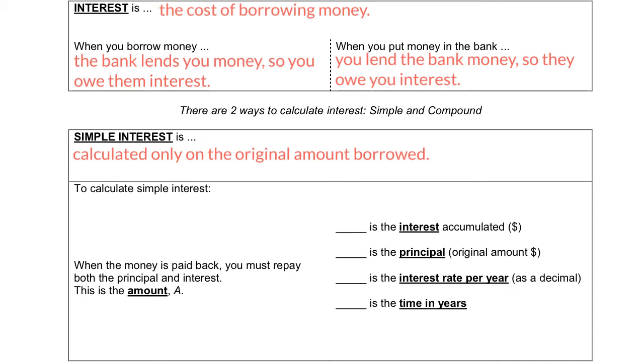Compound interest would be calculated on top of the interest already calculated. So let's say I have compound interest and I borrow $100 and you're charging me 1% compounded every week. Well, I borrowed $100. After 1 week, I owe you another dollar. So now I owe you $101. The next week, if I still haven't paid you back, I owe you 1% of the $101. So that's another $1.01.